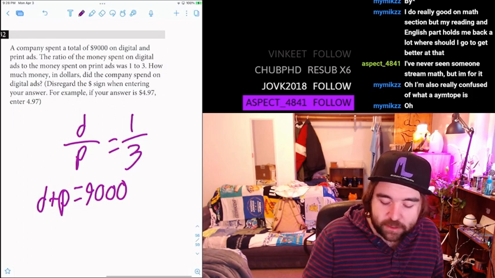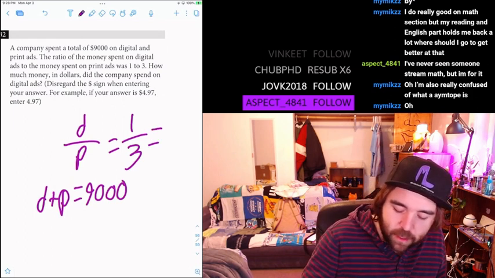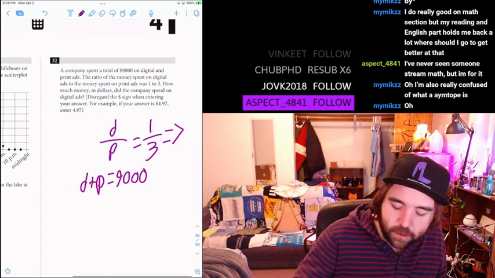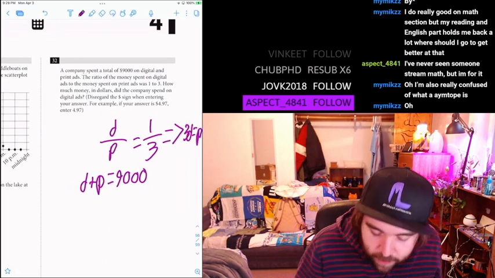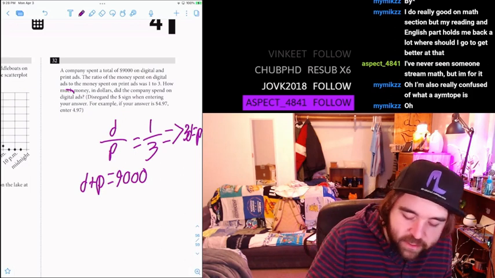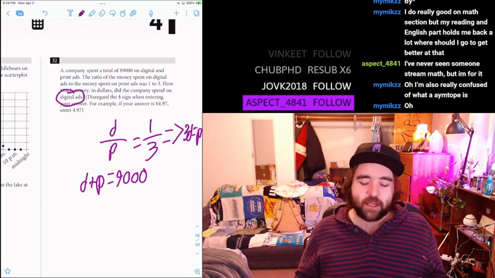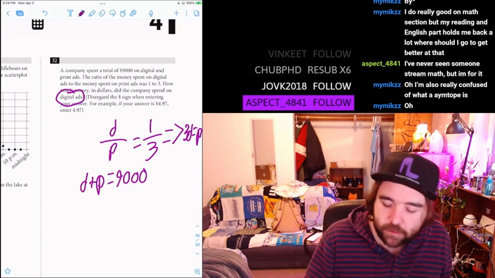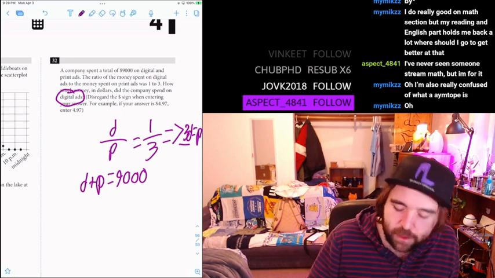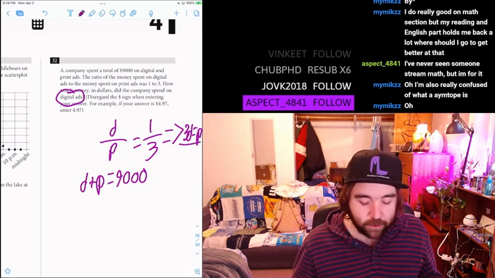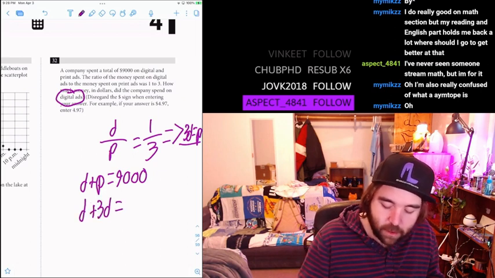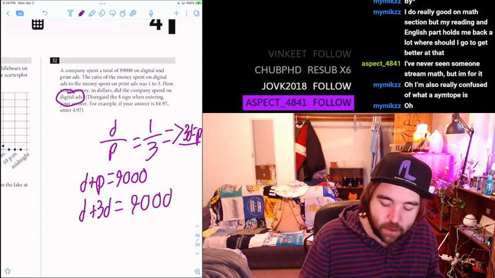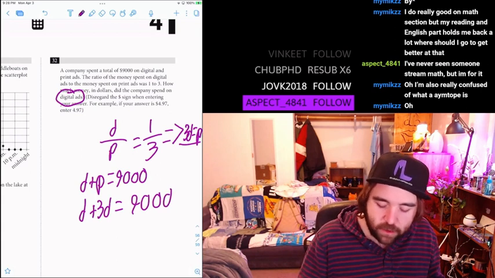So we just got a little system of equations. What we'll do up here is we'll cross multiply. So we'll get that 3D equals P. And then what do they want? They want the digital ads. They want D. So this is perfect. We'll do substitution for P. We'll get rid of P because 3D is equal to P. So down here what we have is D plus 3D is 9,000. So you combine, you get 4D, you divide by 4.